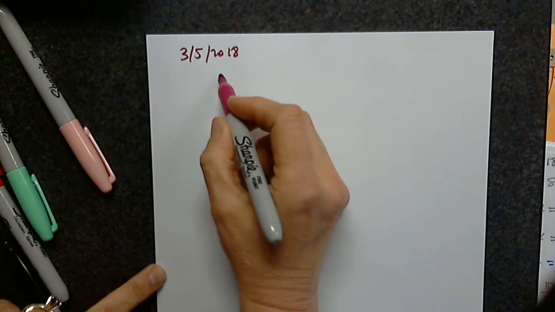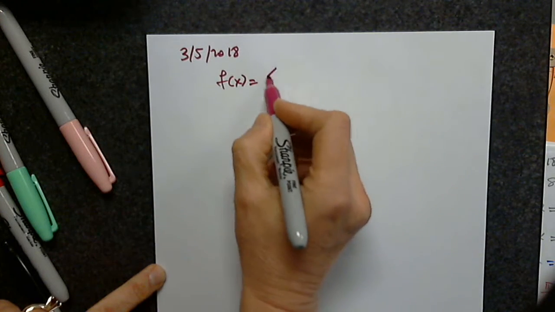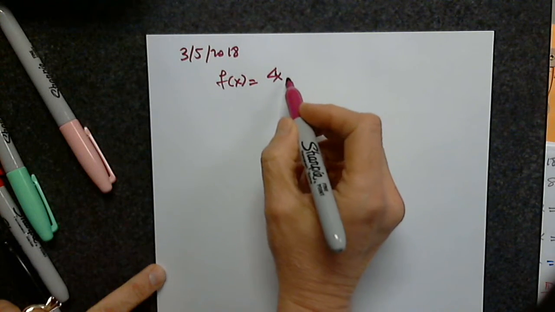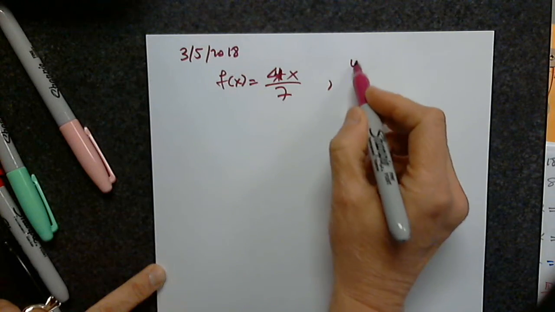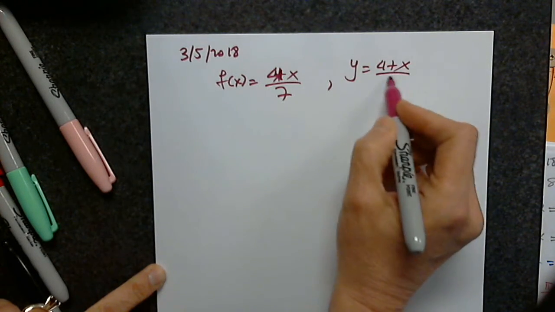And the function was f of x equals 4 plus x divided by 7, finding the inverse. So 4 plus x divided by 7? Yes, ma'am. Okay, so the first step is y equals 4 plus x over 7.